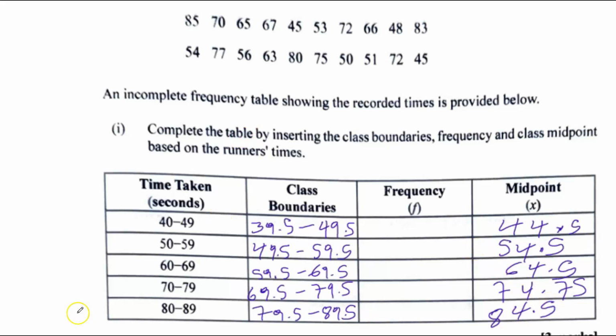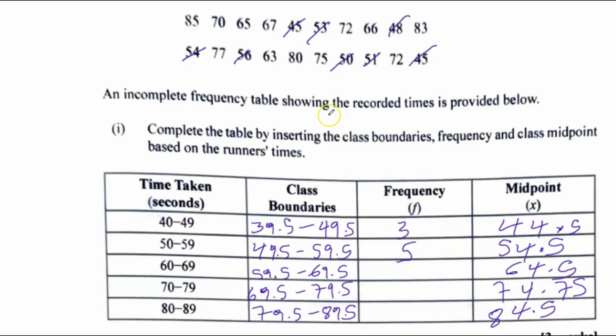The frequency now, count off the numbers that fall between 40 and 49. So look for the numbers in the 40s. So that's one of them. That's another one. That's another one. So we have 3 between these values, 50 and 59. Let's check for the numbers in the 50s. So we have 1, 2, 3, 4, 5. So we have 5 of them.